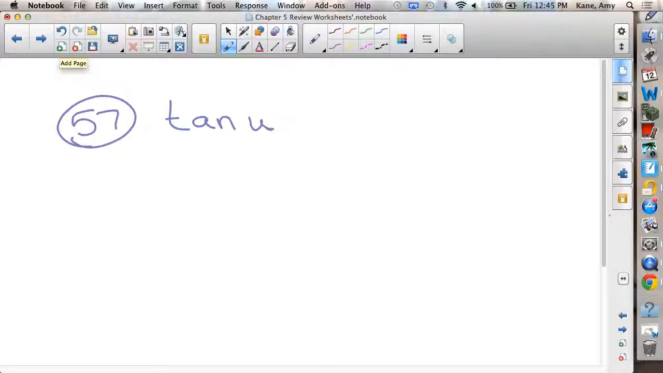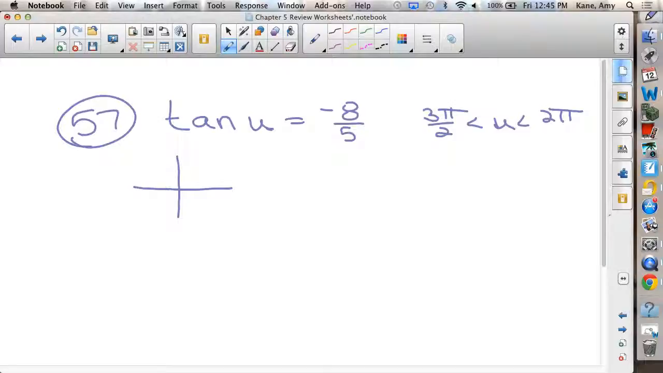So 57 says the tangent is equal to negative 8 over 5. Is that what it says? Or 5 over 8? 8 over 5. And then the angle is between 3 pi over 2 and 2 pi. I think that's what it says. So the angle should be in the 4th quadrant. Tangent is the opposite over the adjacent, so opposite and adjacent. And then if you square both of these, we have 64 and 25, so that is 89. And you cannot take the square root of 89. There's nothing that breaks down into it. So then she said, let's look at the cosine.